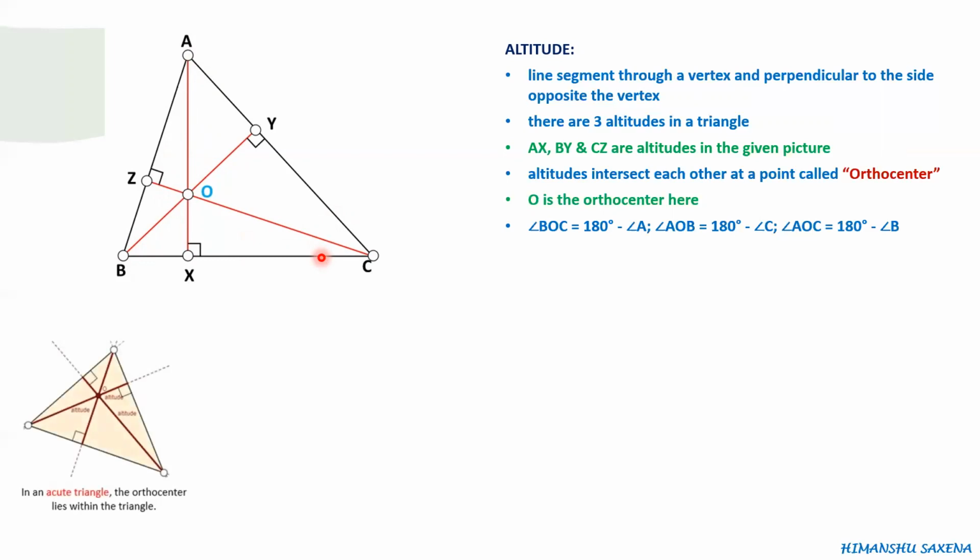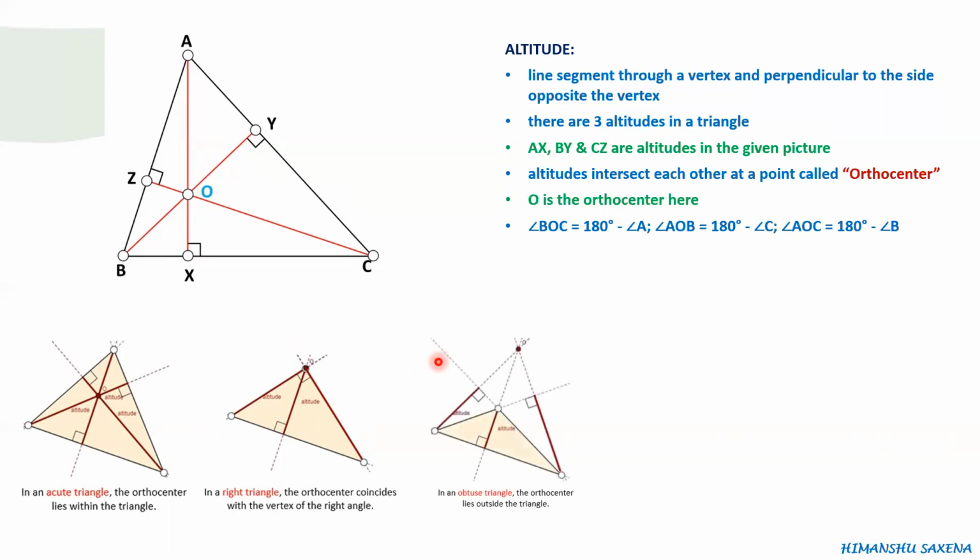Now, there are some interesting results. In an acute triangle, the orthocenter always lies within the triangle, while in a right triangle, the orthocenter coincides with the vertex of the right angle. So here, this is the right angle triangle, and the right angle is made here. So this orthocenter is lying actually on this vertex.